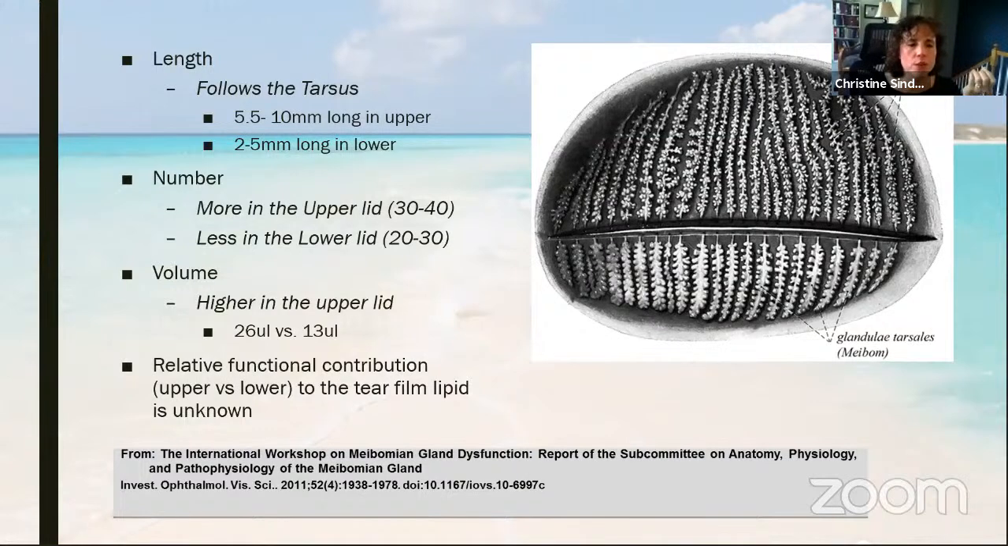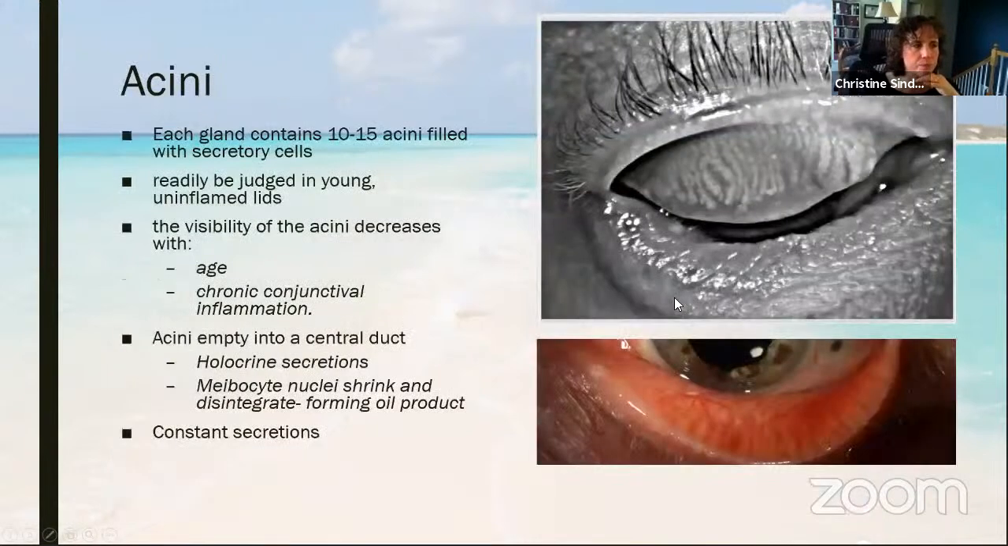Now, we don't really know which eyelid contributes more to the tear film. There's a thought that you need about a third of your Meibomian glands functioning at any given time in order to have a stable meibum on the ocular surface. So not all the glands are necessarily functioning all the time, but you do need at least a third of them in order to have a healthy tear film.